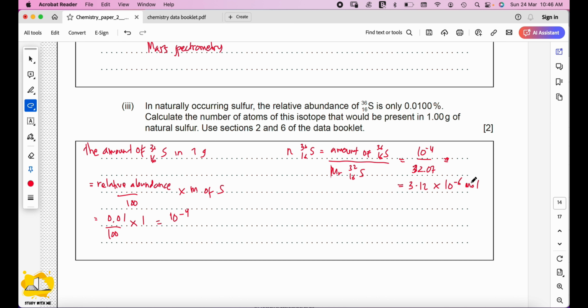So to calculate the number of atoms, we need to multiply with the Avogadro's number. So the number of atoms will be 3.12 times 10 to the power negative 6 times 6.022 times 10 to the power 23. Then you will get 1.88 times 10 to the power 18 atoms.